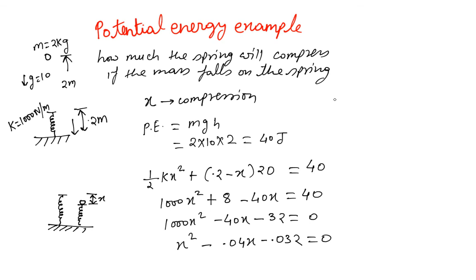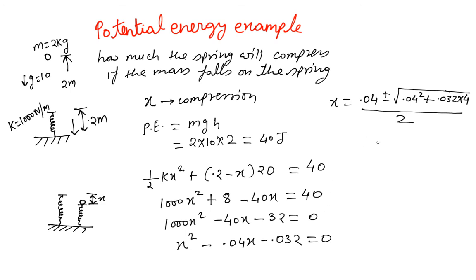And if you solve for x, because it's a quadratic equation, we get 0.04 plus or minus the square root of 0.04 squared minus 4ac, which is plus 0.032 multiplied by 4, divided by 2. This is the final answer for x, because it's a quadratic equation.